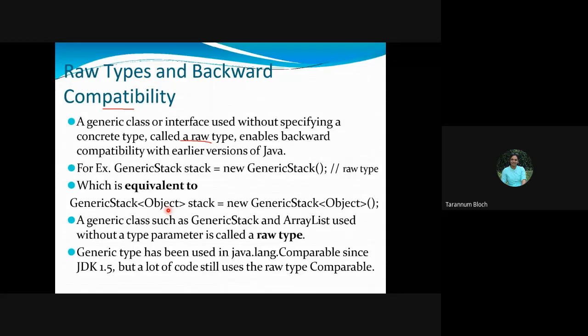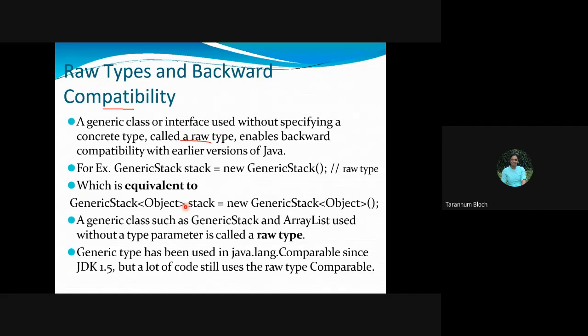Why is it equivalent to Object? Because we know that all the objects or all the primitive types are somehow objects of a wrapper class. And that's why, when you declare an object of a generic class or interface of raw type without specification of a concrete type, it will be equivalent to this one, a generic class object, Stack. Fine?